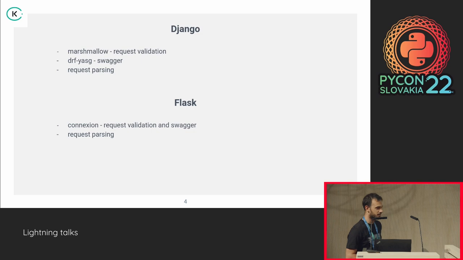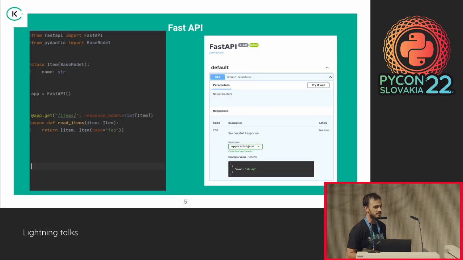For Flask, it was similar. We used Connexion, and basically you define there the schema in the OpenAPI file, and whenever you would like to add any field there, you need to add it there, and also in the dictionary which is passed to your function. So again, it's in two places. And then we discovered FastAPI, and it was beautiful. You basically define the model in one place, and you can use it for validation.